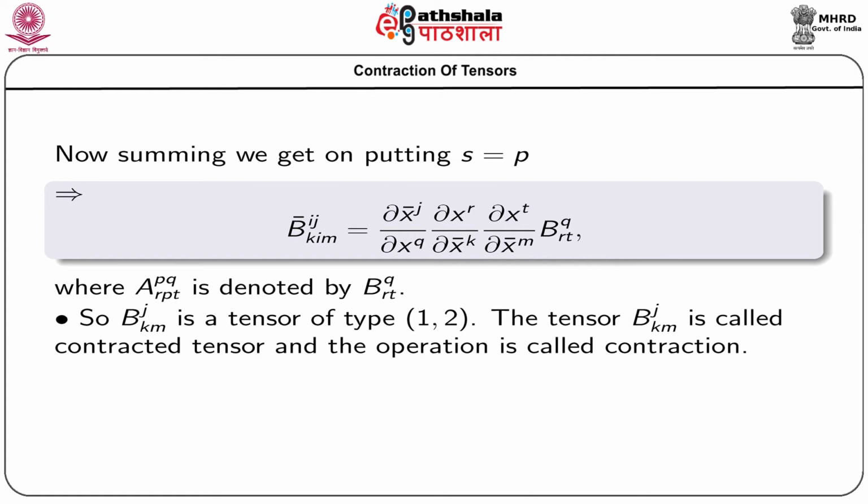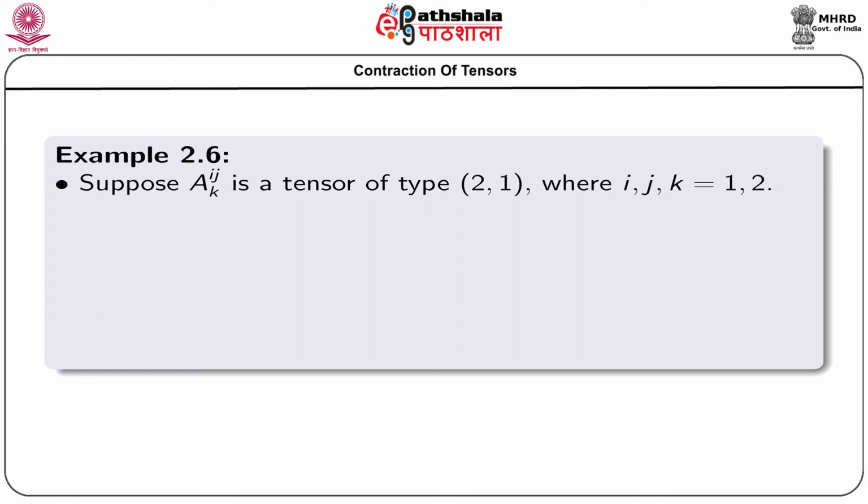So, this one b j k m is a tensor of type 1, 2. At the beginning, the tensor was of type 2, 3. So, after contraction of i and l and summing, we get a tensor whose components are b j k m, which is a tensor of type 1, 2. b j k m is called the contracted tensor, and the operation is called contraction. Let us take another example.